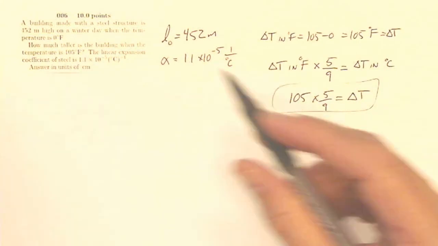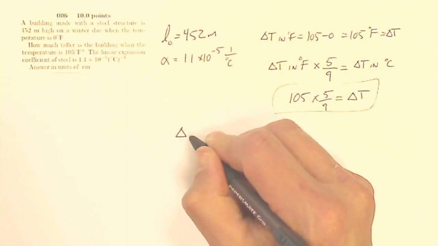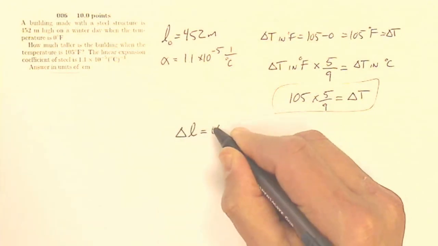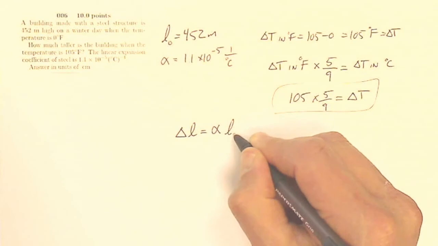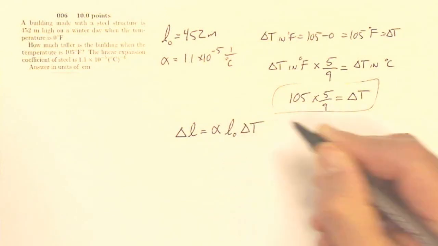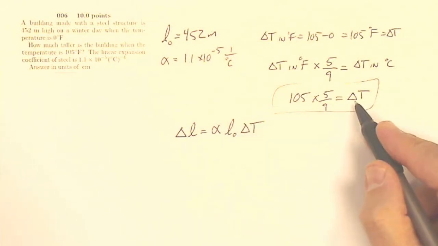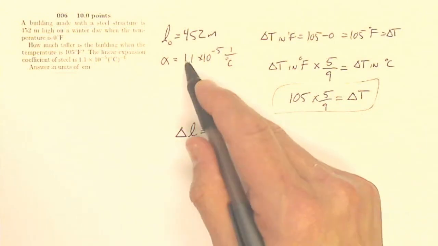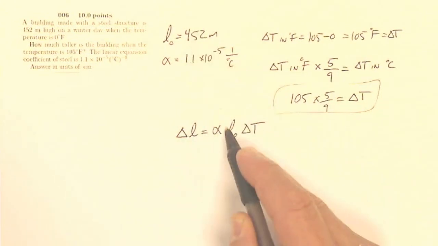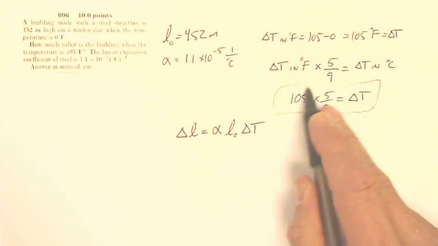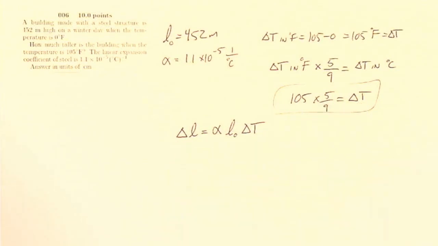Now I want to know how much taller, so my equation is that my change in length is my alpha times my original length times my difference in temperature. So as long as I've converted it, this will be a simple plug and chug. So this is my alpha, my original length, and my difference in temperature will be 5/9 of that. So that'll give me my change in length.